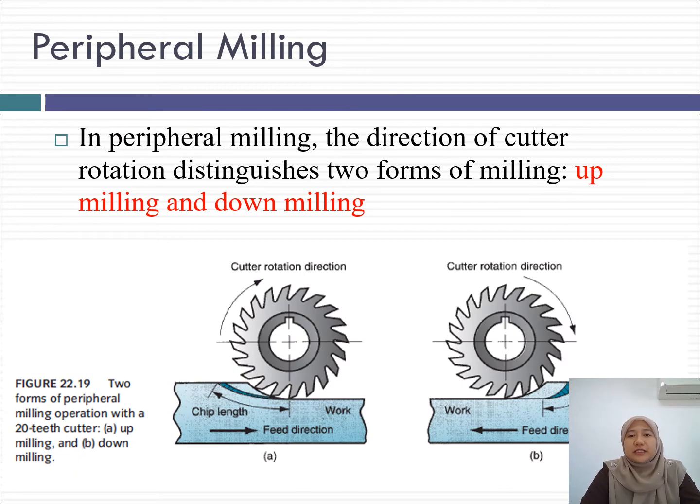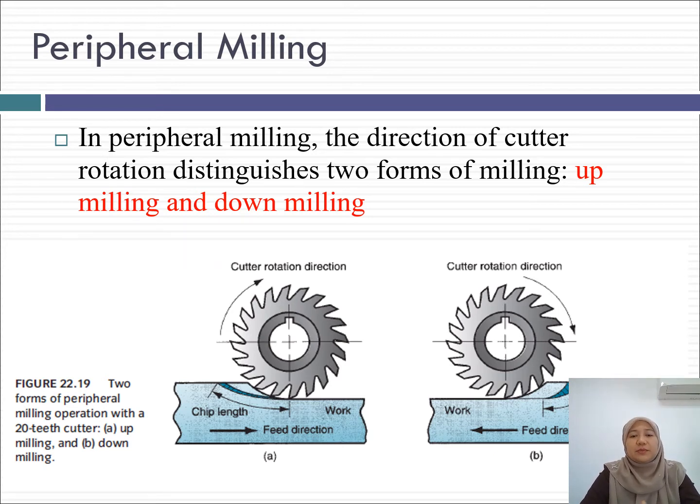In peripheral milling, the direction of cutter rotation distinguishes two forms of milling, which are up milling and down milling. So what is this? When the cutting tool is rotating, it rotates in one direction. However, the direction of feed from the workpiece can determine the types of cutting operations.